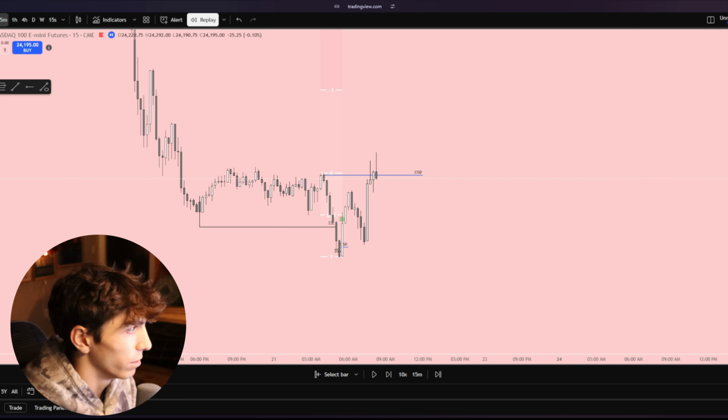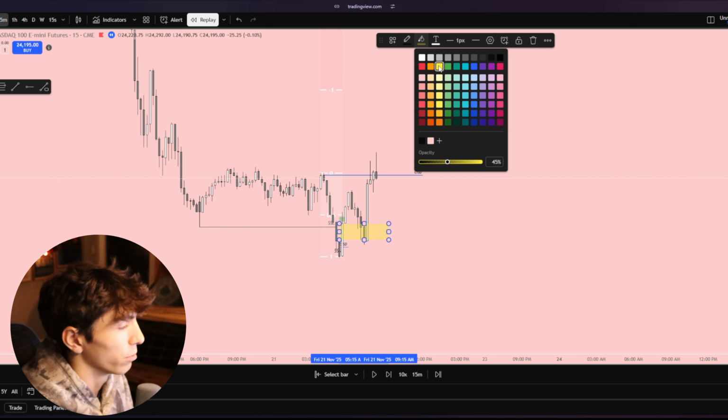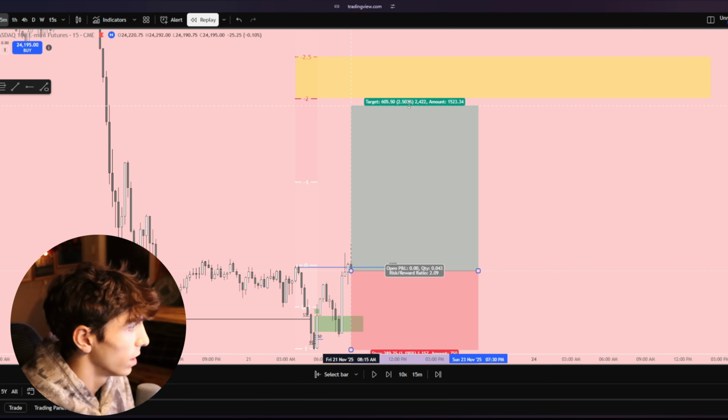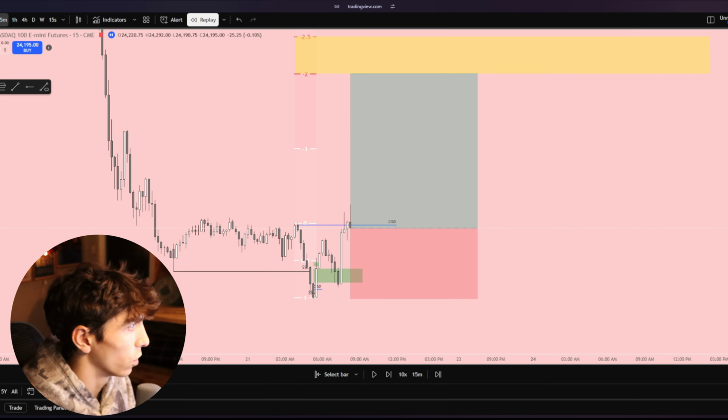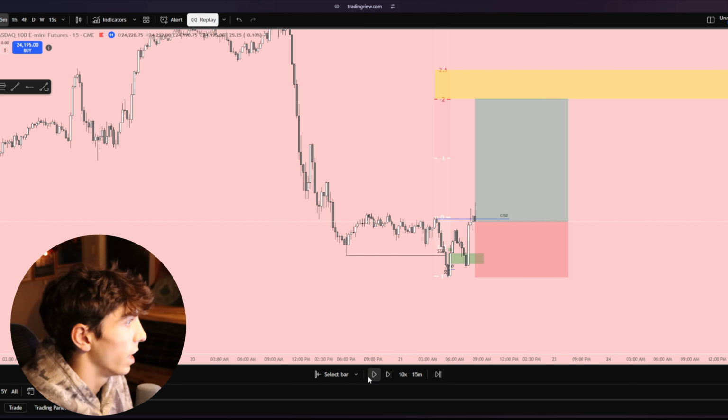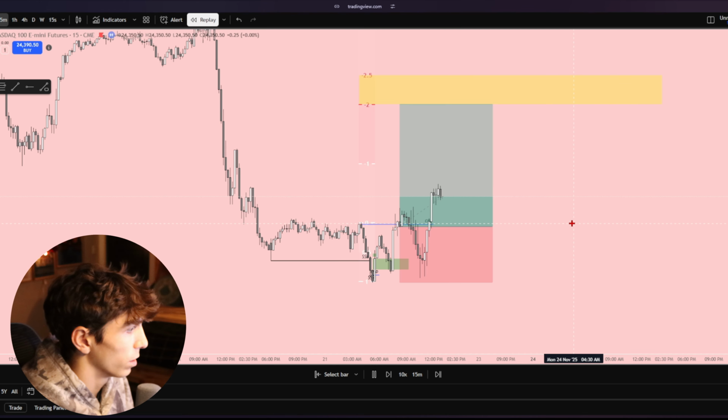We tab back into the 15-minute fair value gap right there. I want to see price now go higher. I'm pretty confident that price is going to go higher. I put in my long position targeting the -2, and I'm going to see where price then goes.